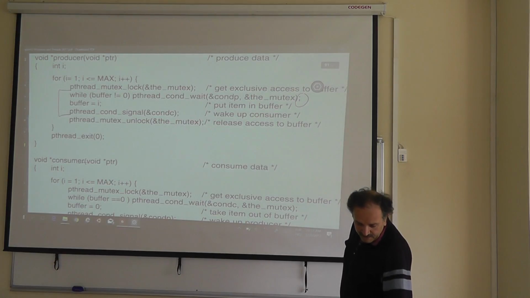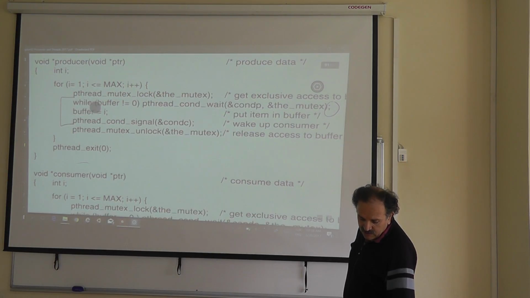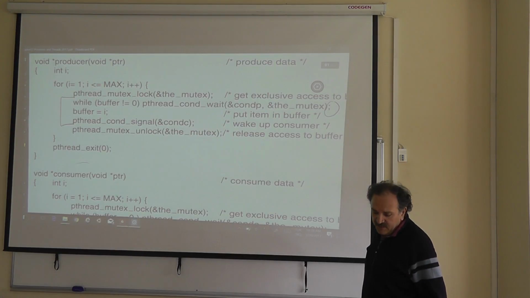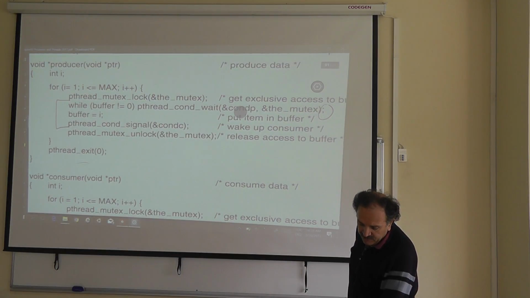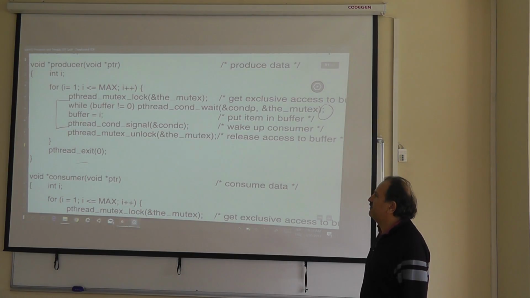So this one first gets the mutual exclusion, goes into the critical region. If the buffer is available, then it tries to use the buffer. If the buffer is not available, it waits for a signal. After it gets the signal, it puts the value to the buffer, and it signals the consumer saying that the buffer is ready now, you can use the buffer.